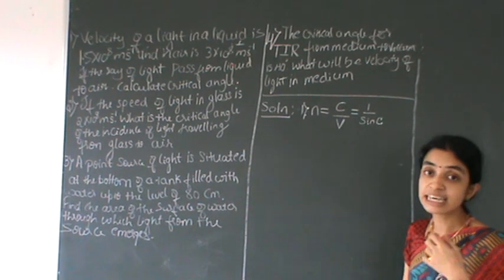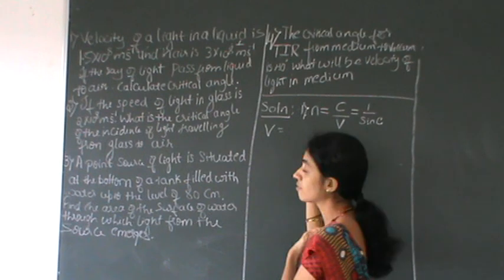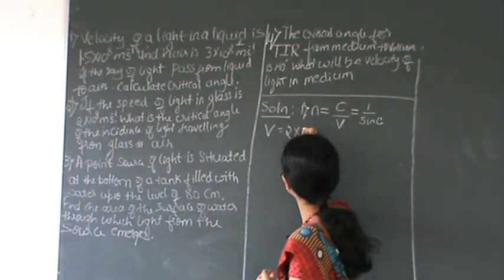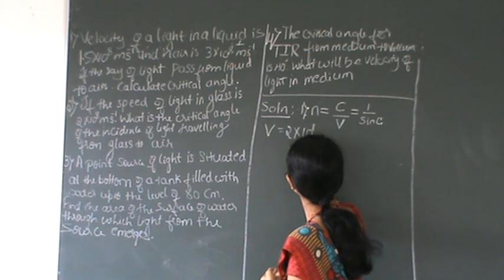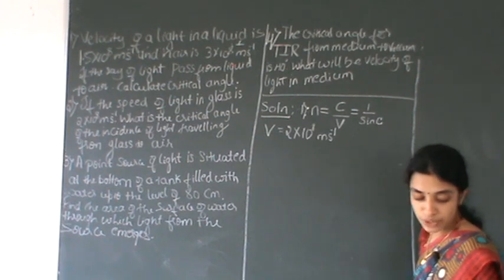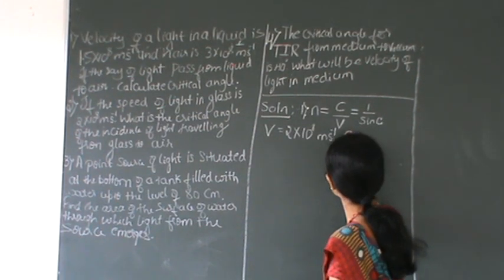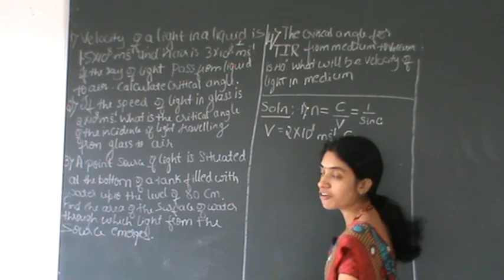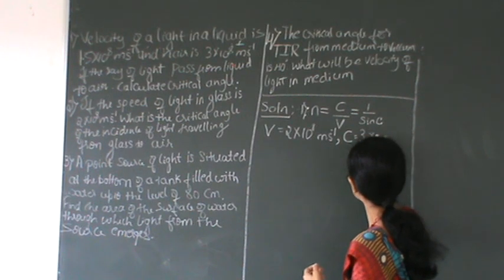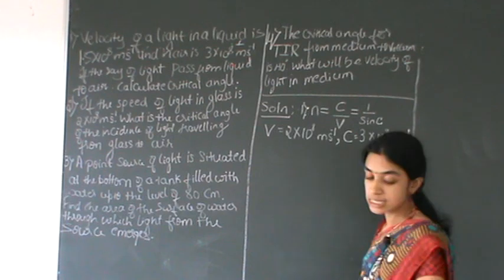Refractive index and the critical angle. The velocity of light in glass is given as 2 into 10 raised to 8 meter per second. That is, the speed of light in air is constant, and you know that value is 3 into 10 raised to 8 meter per second.